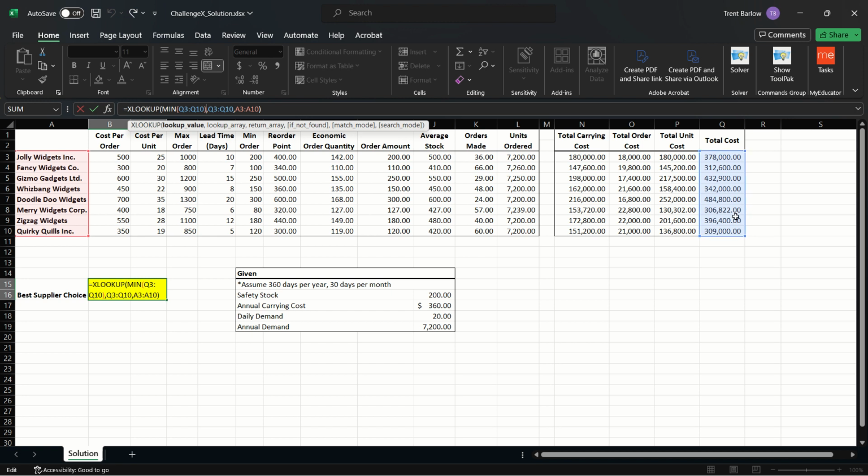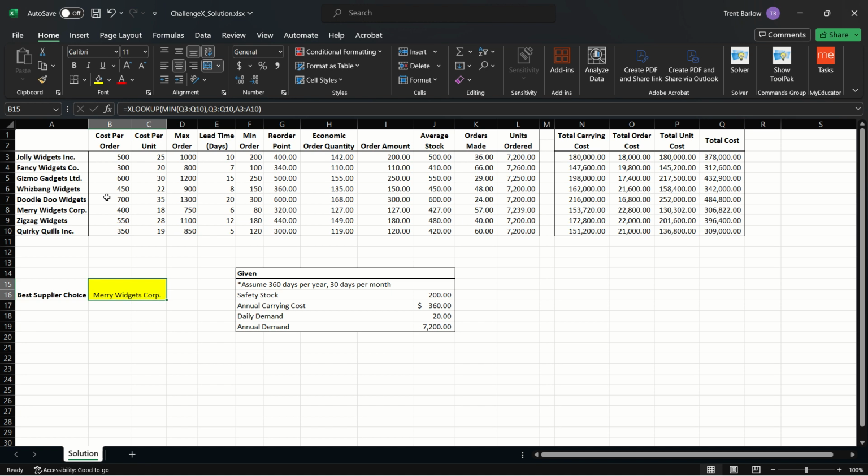In this case, the smallest one looks like it's going to be 306,822. So it says, okay, 306,000 is our smallest value. Then you look for that same value again in the total cost column, the lookup array. And then the return array is going to be the names of all the companies. So it'll take the minimum number in this column and look for it in this column of total costs, then match it, go all the way across, and find the name of the company, in this case, Mary Widgets Corp.